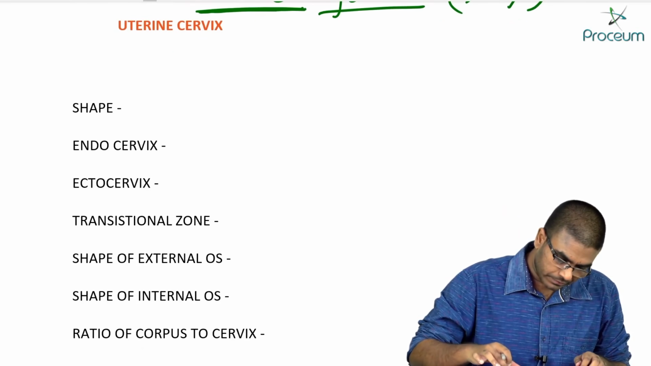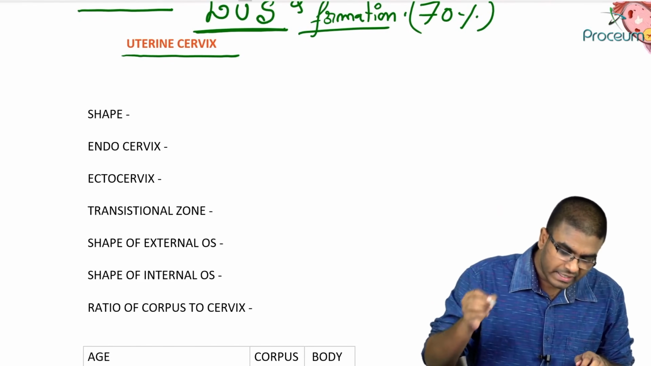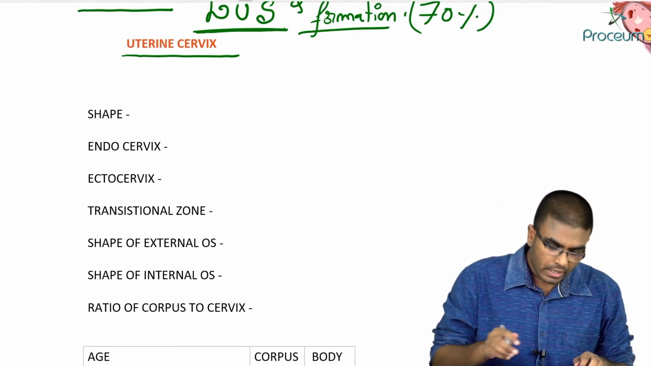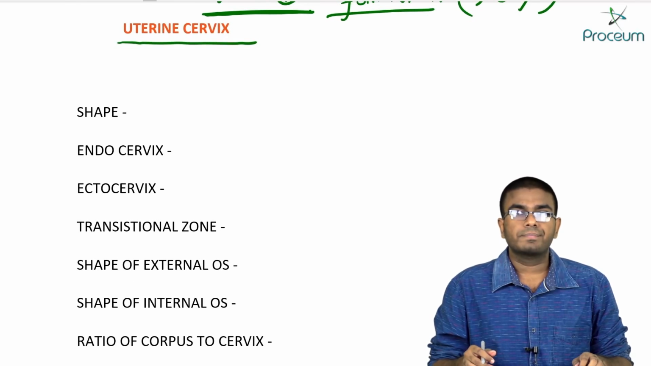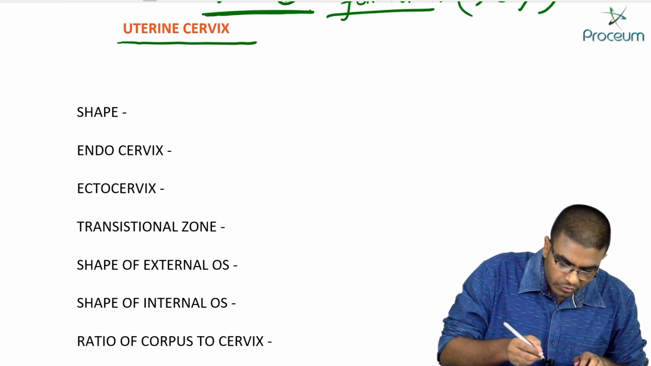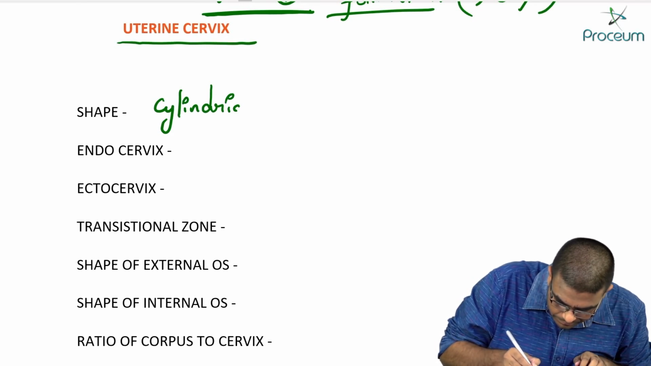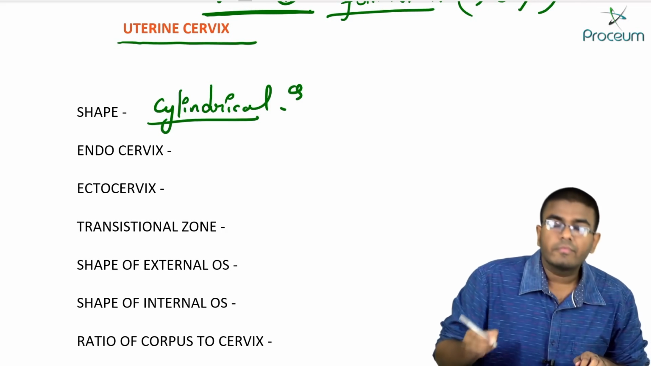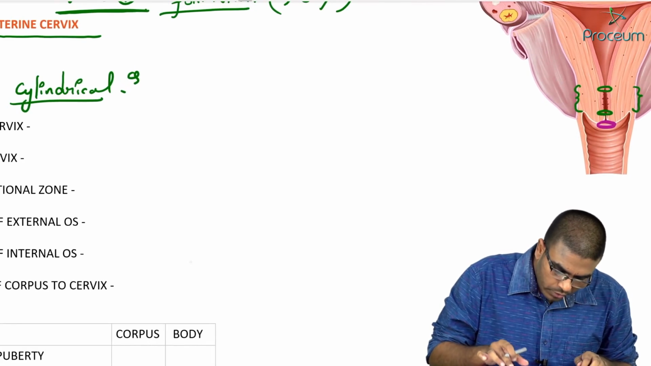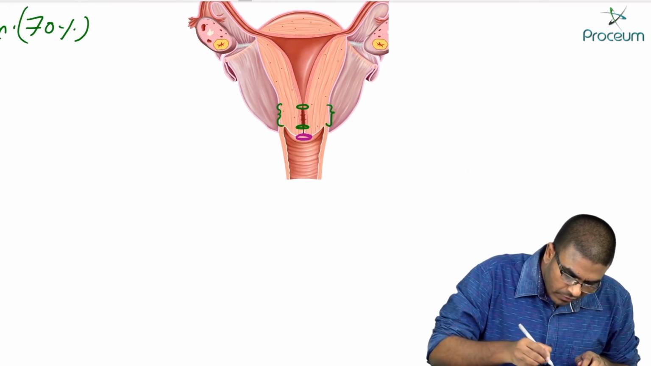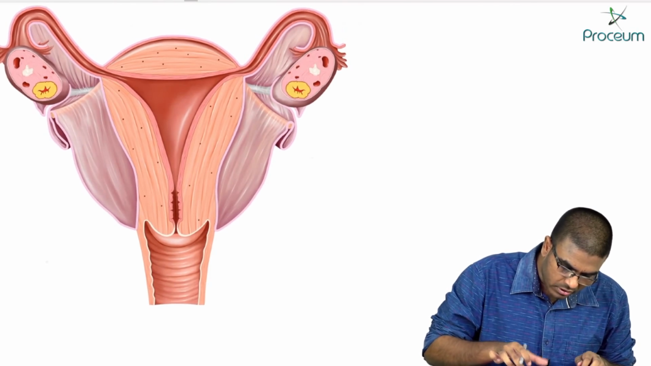Now let's discuss all the important points about the uterine cervix. What is the shape of the uterine cervix? The shape of the uterine cervix is cylindrical. Important point you need to keep in mind. Now, let me show you two parts of the uterine cervix: the ectocervix and endocervix.